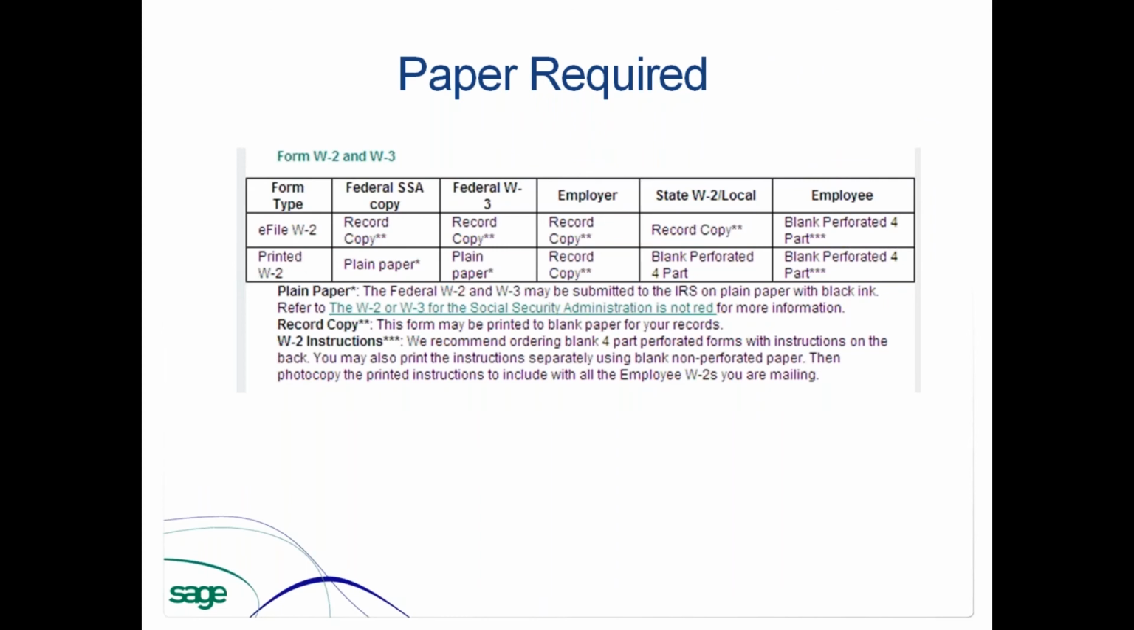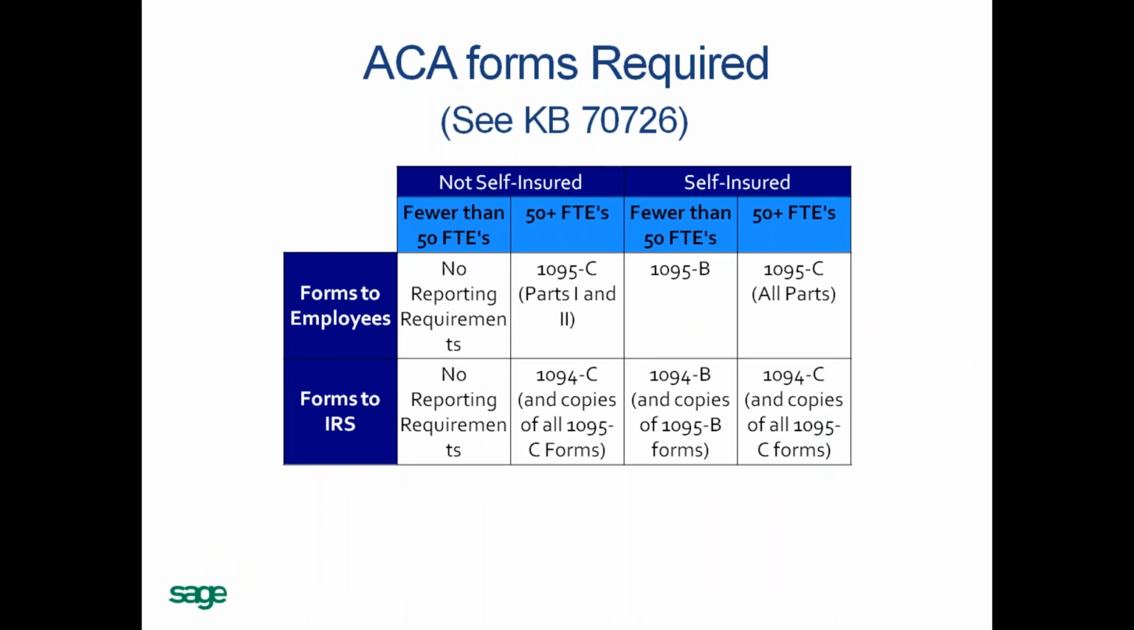And again, I've got the type of paper that you're going to need in your handout as well. And then I've also got the forms needed for the ACA forms. Also in your handout, we're not going to go through this today, but I've got the knowledge base article, knowledge base 70726, and it walks you through what you need to do to set up and then to be able to run the actual forms.